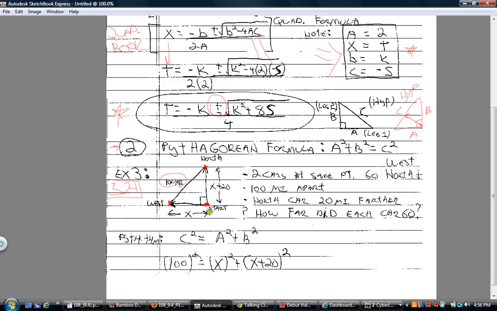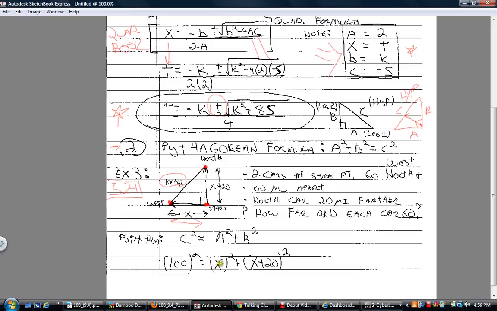Here's what I wrote. X represents the distance of the person going west, the one we don't know the least amount about. X plus 20 was the other person, 20 miles more. They're 100 miles apart based on the GPS. Can we help them out to figure out the distance they are?